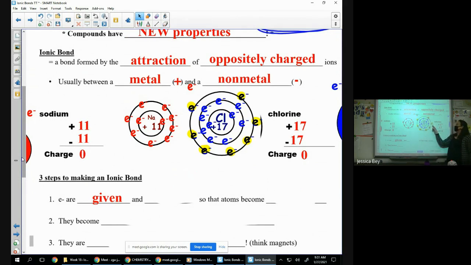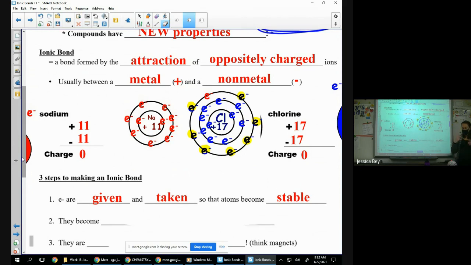Chlorine has 7 valence electrons. What do you think he's going to do if he sees one hanging out? He's like, sure, buddy, I'll take that electron. Or they're taken so that they can become stable.